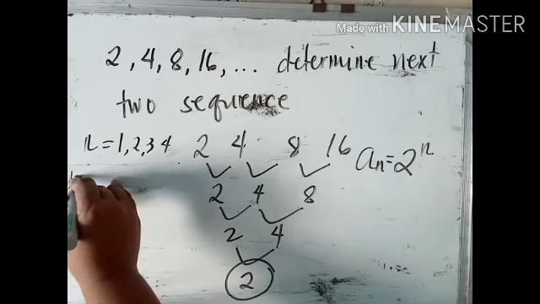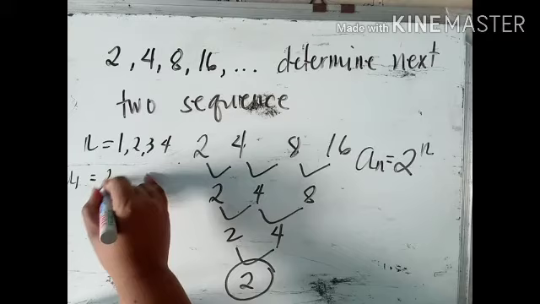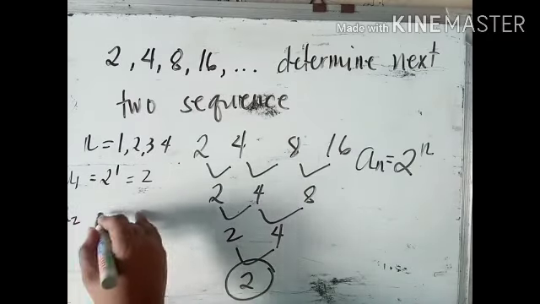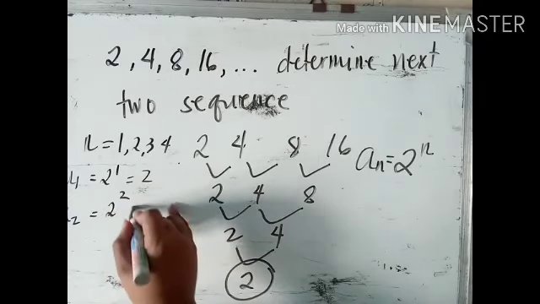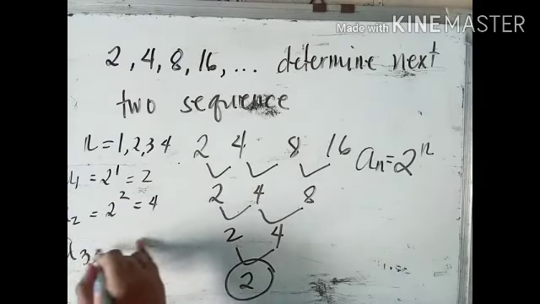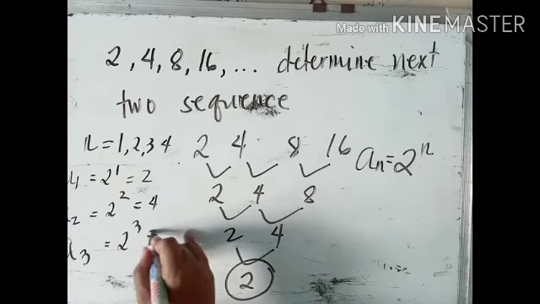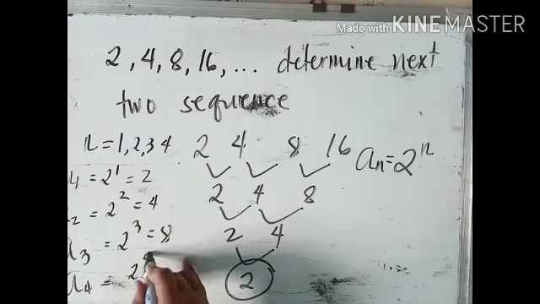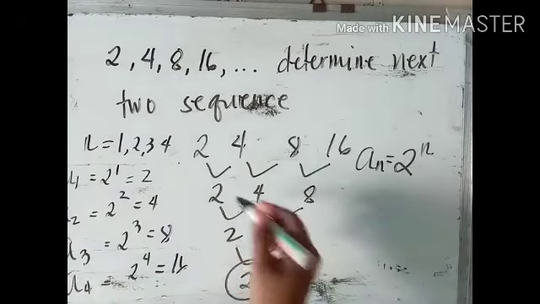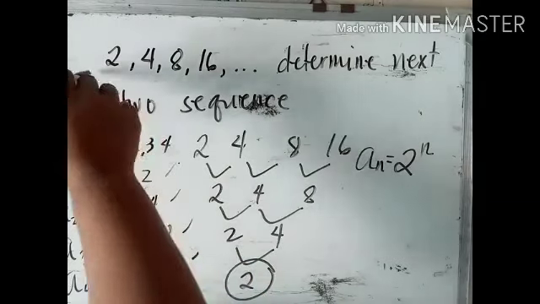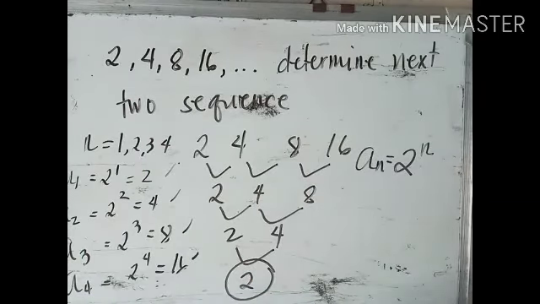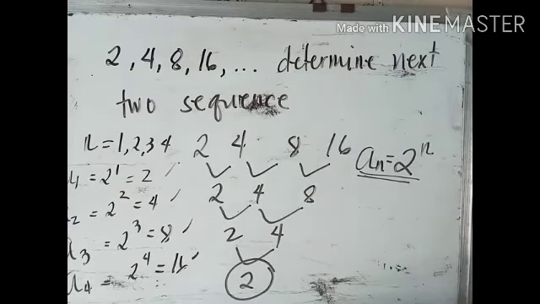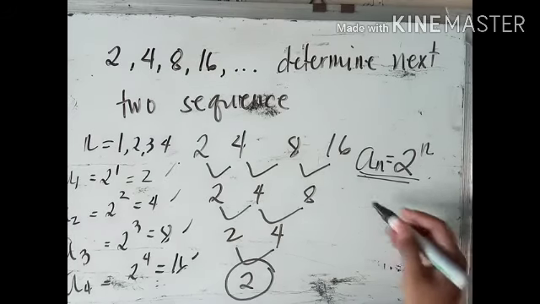So let's say a1 is equal to 2 raised to 1, so that is 2. a2 equal to 2 raised to 2, that is 4. Then a3, that is 2 raised to 3, that is 8. And a4 equal to 2 raised to 4, that is 16, which is correct with the given sequence here. So it means that this formula is authentic. This is the real pattern.